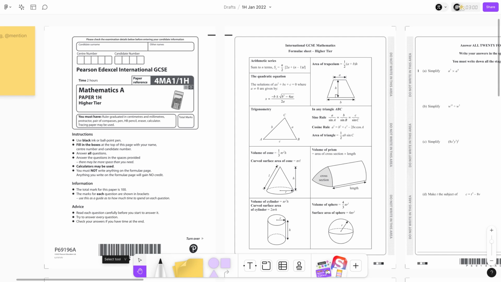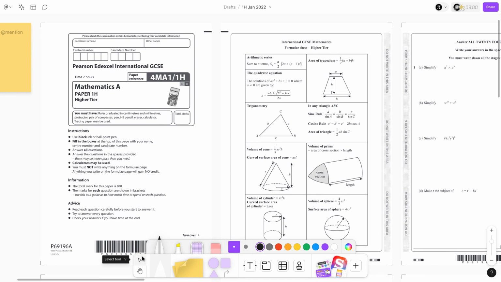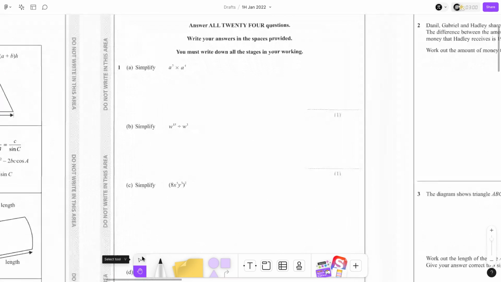Okay, so we are going to go through the January 2022 iGCSE paper and work through these solutions together. I hope you find it useful. So we're off.